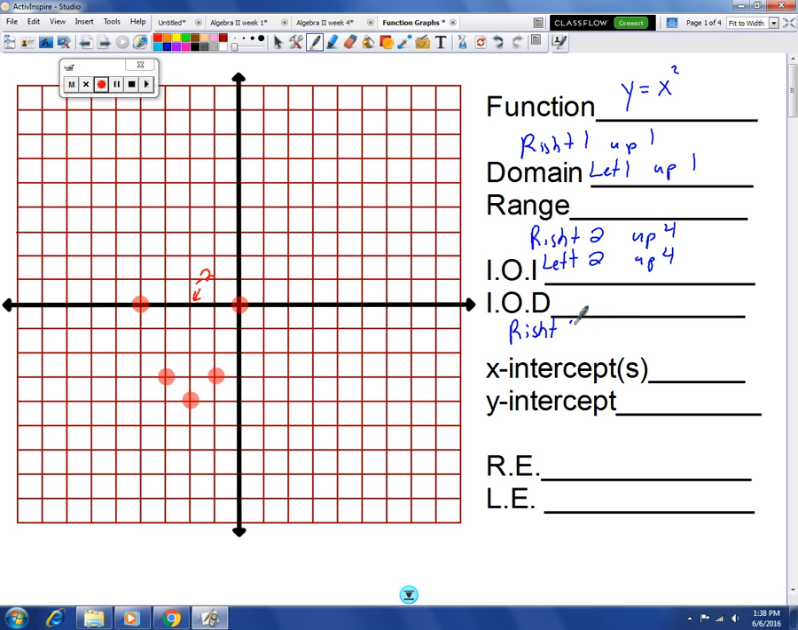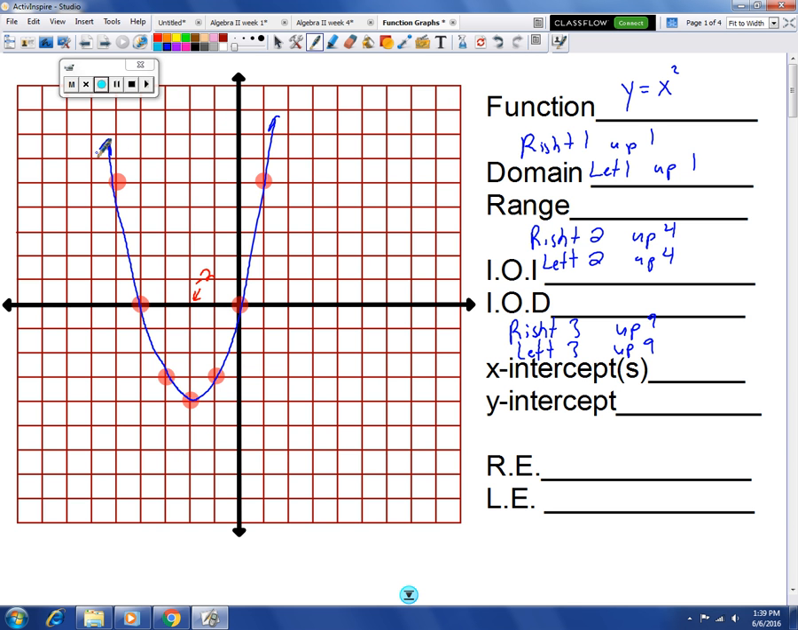If you go right 3, 3 squared is 9, so you go up 9. You could also go left 3 and also go up 9. So from your vertex, when you go right 3 and up 9, you get a point at 1, 5, and it's always symmetric. So here's another point. You can get a really good graph of this function.